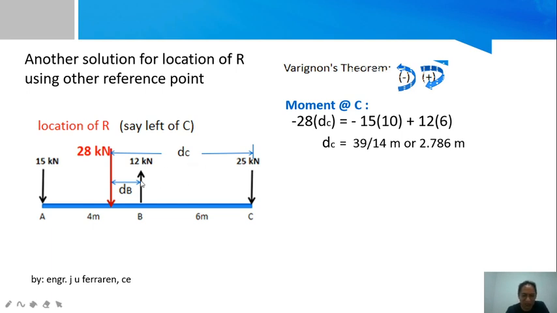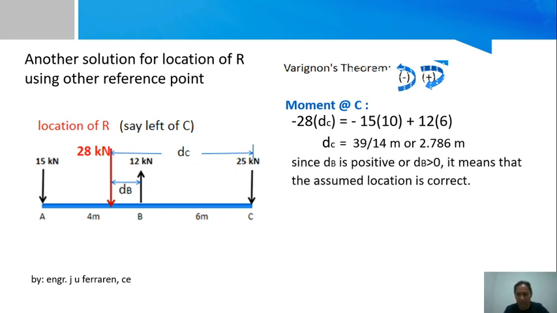Now, because there is a value, something 3 point something, so we have 2. Yeah, that's the difference of 6. Okay, so that is how to get the location. The DB, okay, DC I mean. Since DC, not DB, is positive, it means that the assumed location is correct. Okay? Put correction, this is DC. That is DC. Okay?